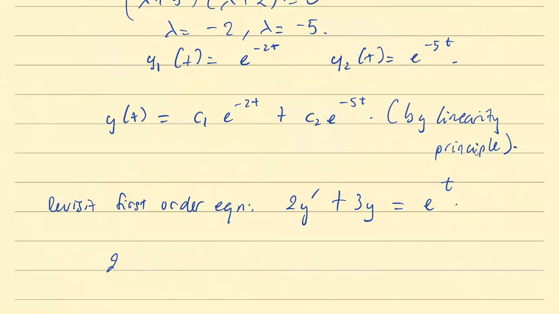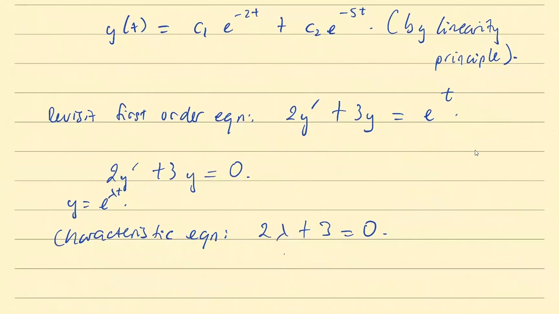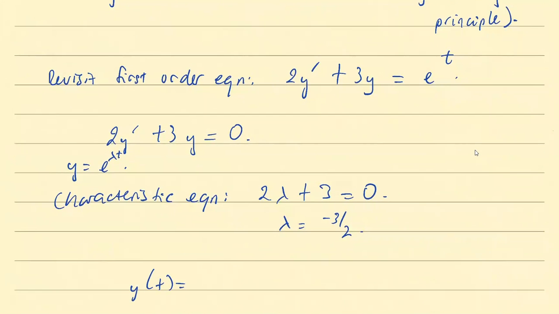But if you just focus on the homogeneous equation, and I know good practice tells you to divide by 2, that kind of thing, but it doesn't matter for what we're looking for here. Because if you look for y equals e to lambda t, then the characteristic equation will be 2 lambda plus 3 is equal to 0. So lambda is minus 3/2, and y of t, y h, is c e to minus 3/2 t.